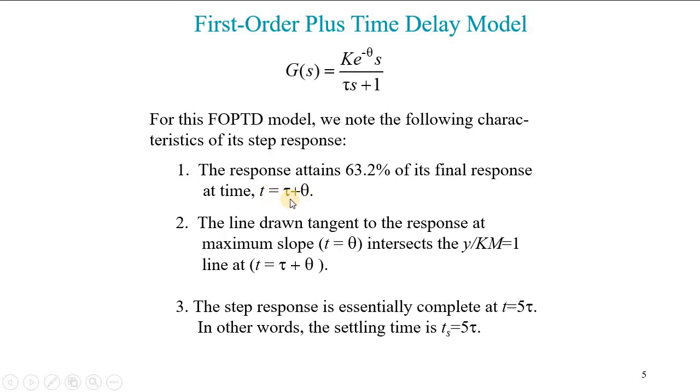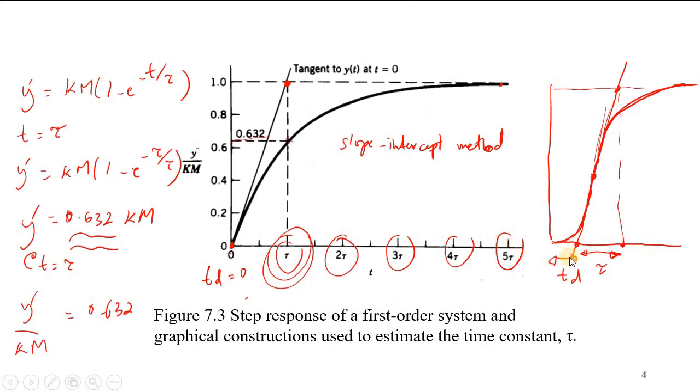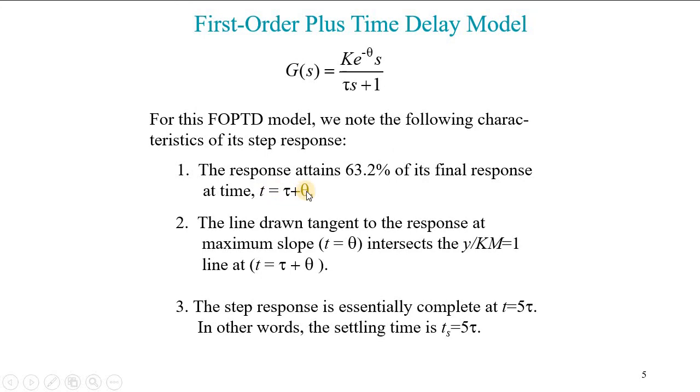However, in the second case, it is going to be different, because the 63.2% point includes tau plus theta. So I need to remove the time delay so that I can get my pure tau. Okay, so tau is equal to t, that is at 63.2%, minus theta. In my first example, theta was equal to 0, and in my second example, there is a value of theta. So that is the equation that we're going to be using.